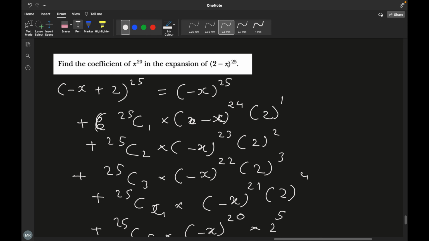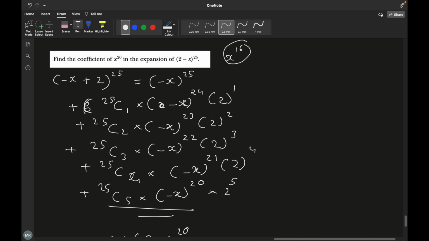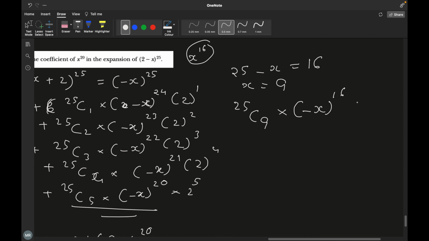Okay, now let's say you wanted to find the coefficient of, let's say, x to the power of 16. You didn't want to write this out. What do you do? So first, you have to find a number. So it's basically 25 minus the number, which will become 16. So that's what we're doing, right? So r will be 9. And we get 25c9 multiplied by minus x to the power of 16 multiplied by 2 to the power of 9.